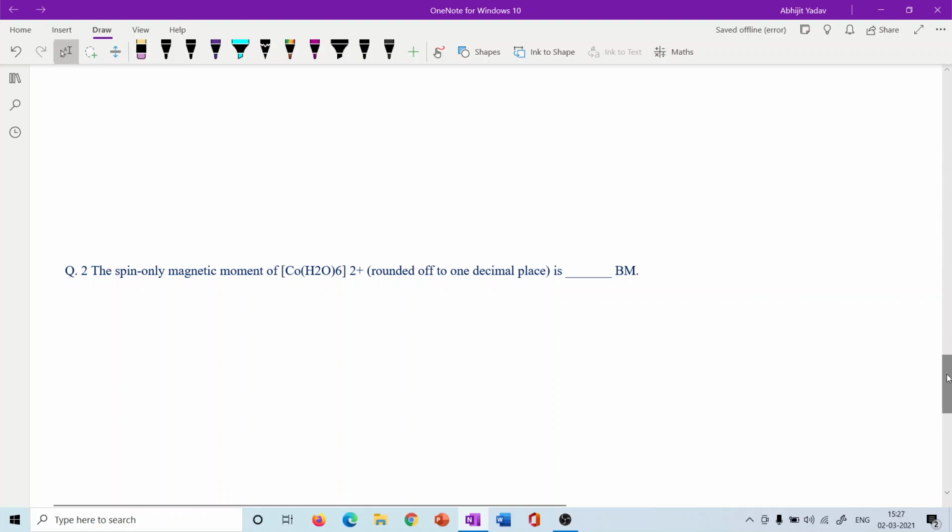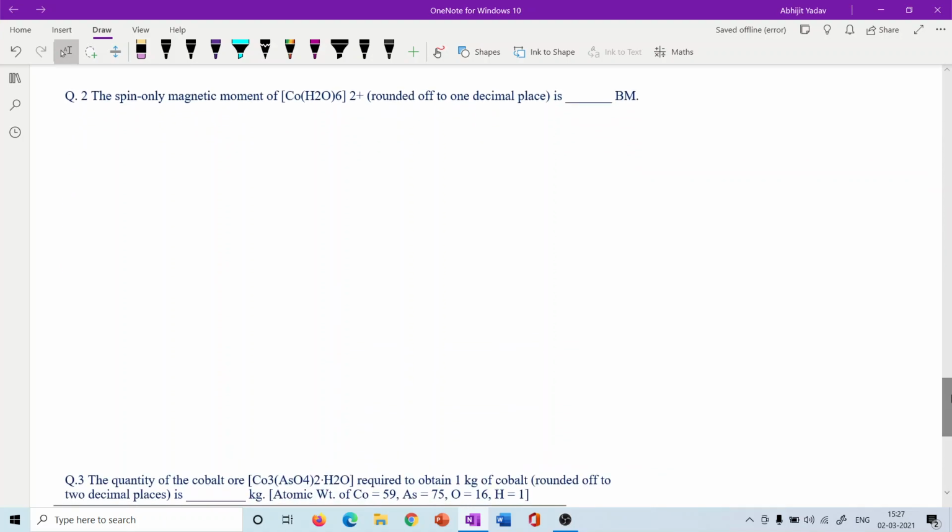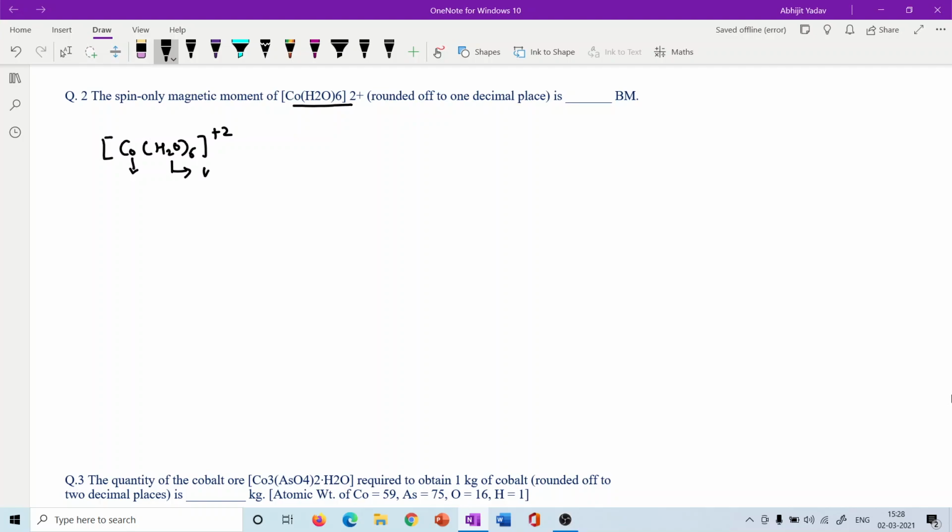My question is, what is the spin magnetic moment of [Co(H2O)6]2+? Now if we consider [Co(H2O)6]2+, this is my complex, this is my metal, and this is my weak neutral ligand.